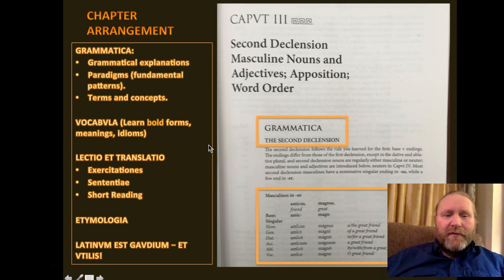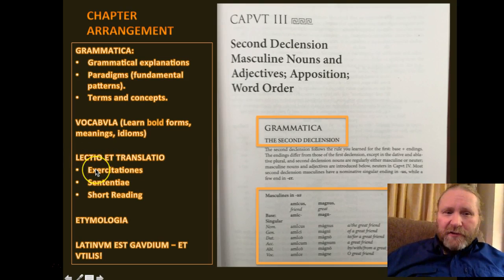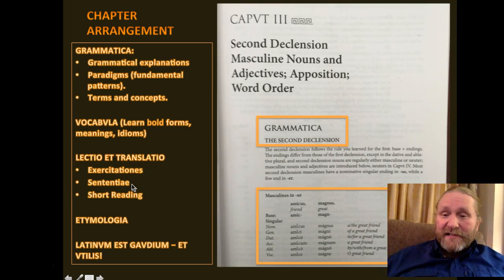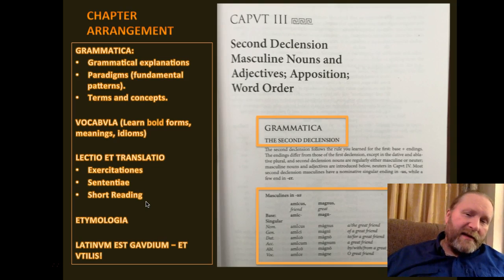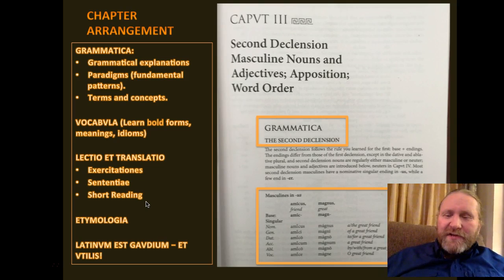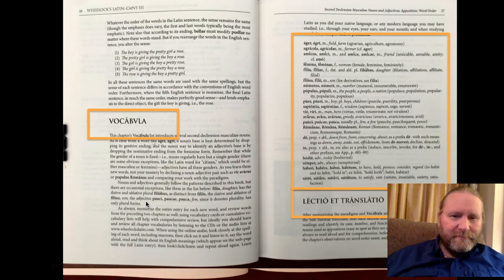Okay, let's go back over here. The third section is called Lectio et Translatio, which is reading and translation. And there are exercises, what are called sententiae, which in Latin means sentences or opinions. And they're short quotes out of Latin authors. And then there's generally a short reading that tells a little bit of a story, or at least gives you a short paragraph to read rather than just sentence by sentence, isolated from each other. Now let's go over and take a look at that.